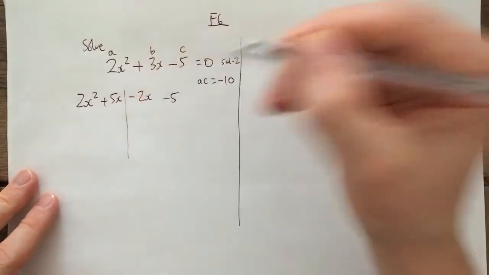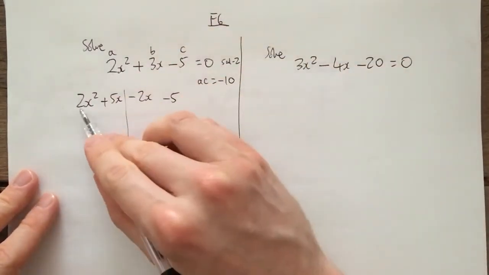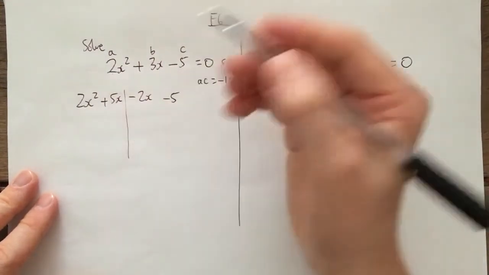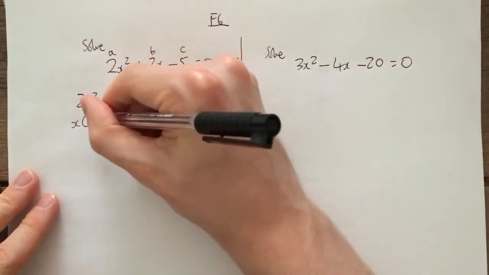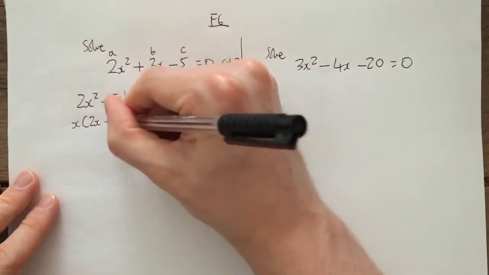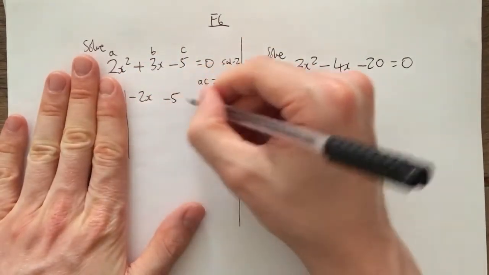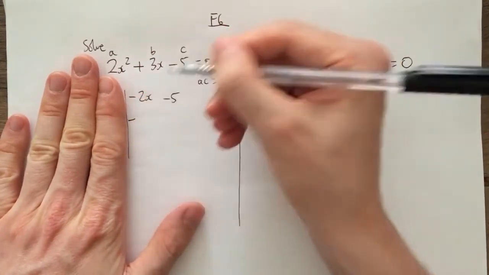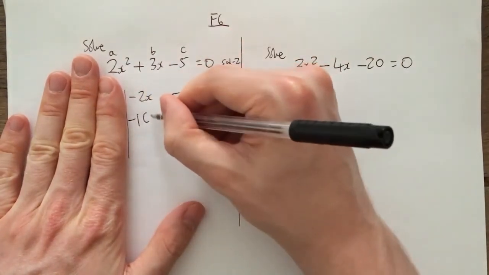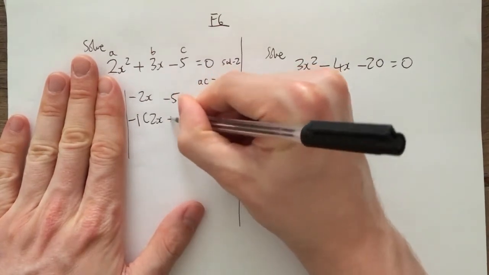I now want to factorize these two. What's in common with them? Only x. So x comes out. So it'll be 2x plus 5. And then what's in common with these? Well, technically only minus 1. So therefore it will be 2x plus 5.